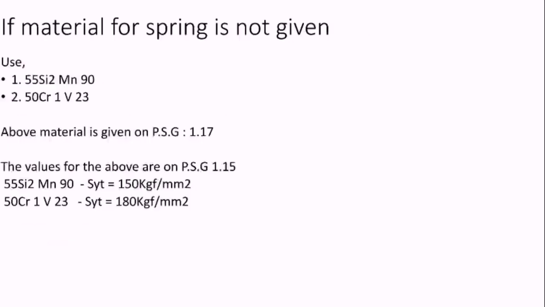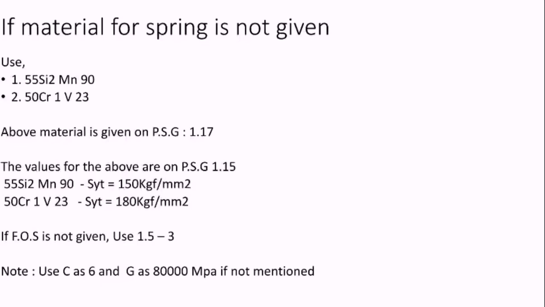If the material of the spring is not given, then we will use 55Si2Mn90 or 50Cr1V23. The above materials are listed on page number 1.17 of the PSG design data book, and the values of the same are on PSG page number 1.15 as 150 and 180 kgf per mm square respectively. If factor of safety is not mentioned in the question, we will use anywhere between 1.5 to 3, and if the spring index is not given, we will use spring index, that is C, as 6, and modulus of rigidity, that is G for steel, as 80,000 MPa.